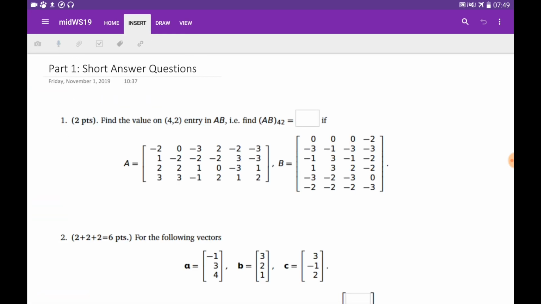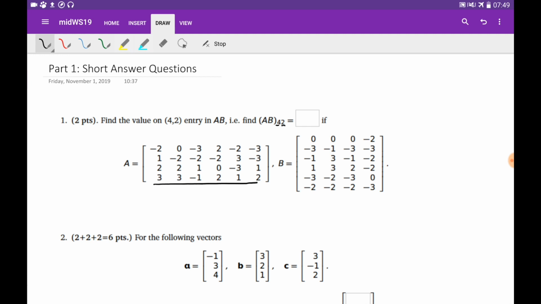So we need to find the entry at position 4 and 2 for this matrix. In order to do this, we need to multiply the fourth row of this matrix by the second column of this matrix B as a scalar product, right? So we multiply 3, 3, minus 1, 2, 1, 2 by the column vector 0, minus 1, 3, 3, minus 2, minus 2.